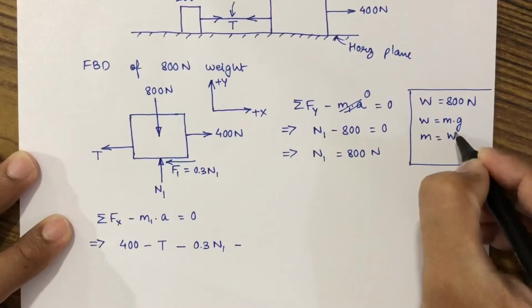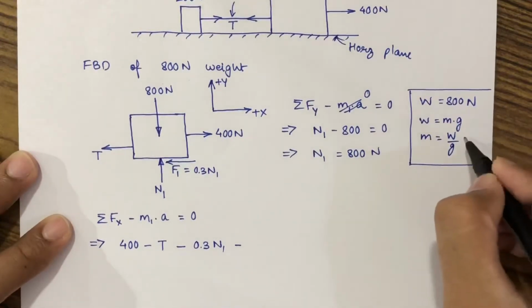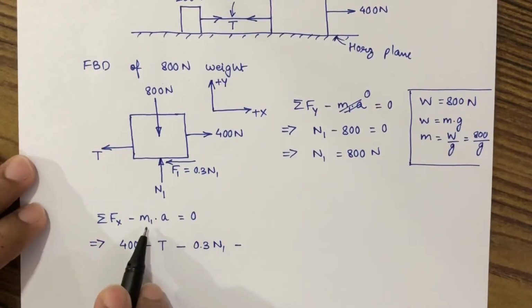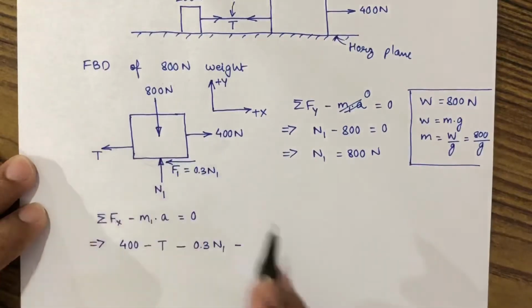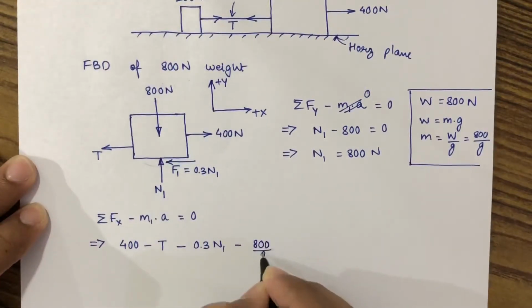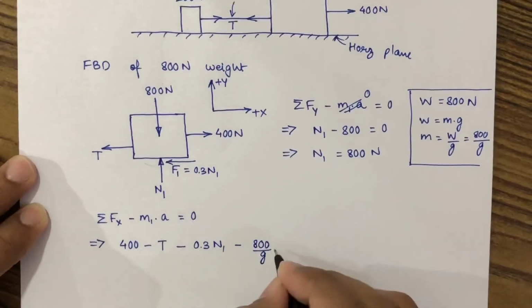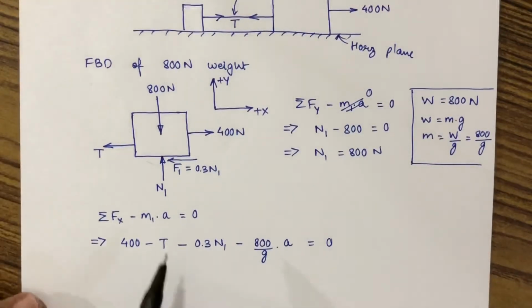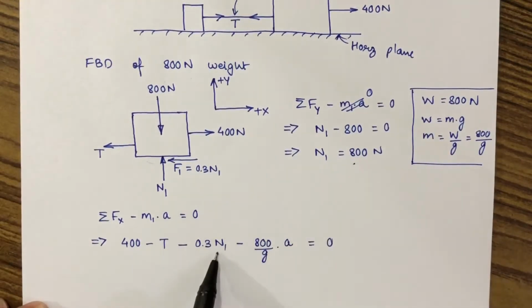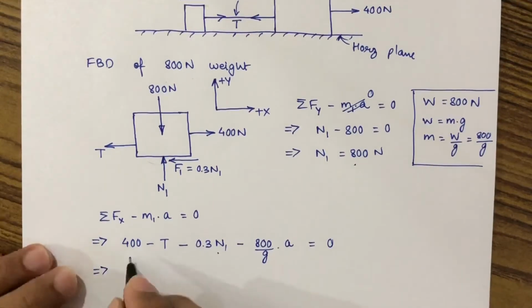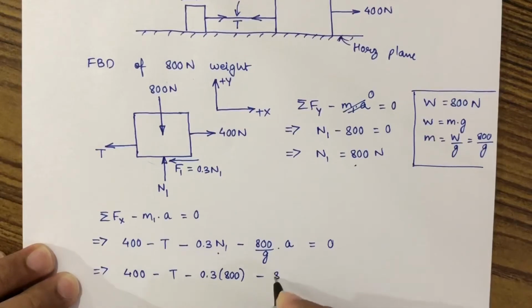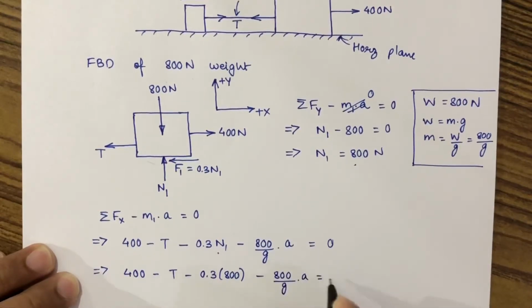So mass will be equal to weight upon acceleration due to gravity. So this will be given as 800 upon g. So this m1, that is mass of this block, will be 800 upon g multiplied by a, will be equal to 0. Now here N1 we have already got as 800. So when we substitute N1 as 800, we will get 400 minus T minus 0.3 into 800 minus 800 upon g into a is equal to 0.